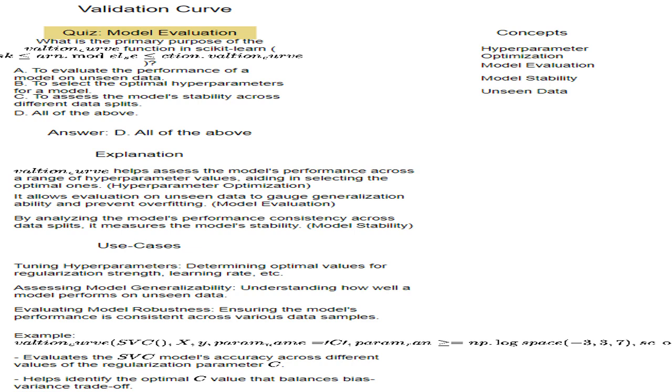This code snippet demonstrates using validation curve to evaluate the accuracy of a support vector machine, SVC, model across different values of the regularization parameter C. The param_range specifies a range of C values to test. The function returns scores for both training and testing data, allowing you to analyze how the model's performance changes with different C values.